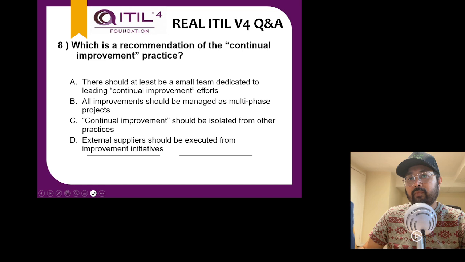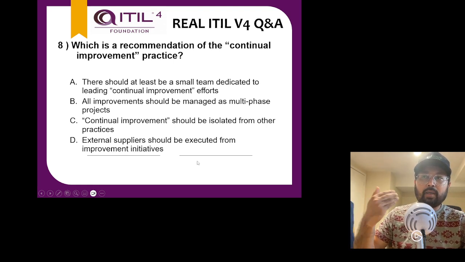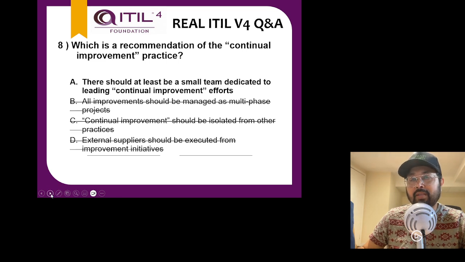This is the type of recommendation question, where it is asking for a recommendation. Option D: external suppliers should be excluded from improvement initiatives. That is also not right, as we don't want to exclude something for this type of recommendation. I will go for answer option A. Yeah, this is the correct answer. There should be at least a small team dedicated to leading continual improvement efforts.